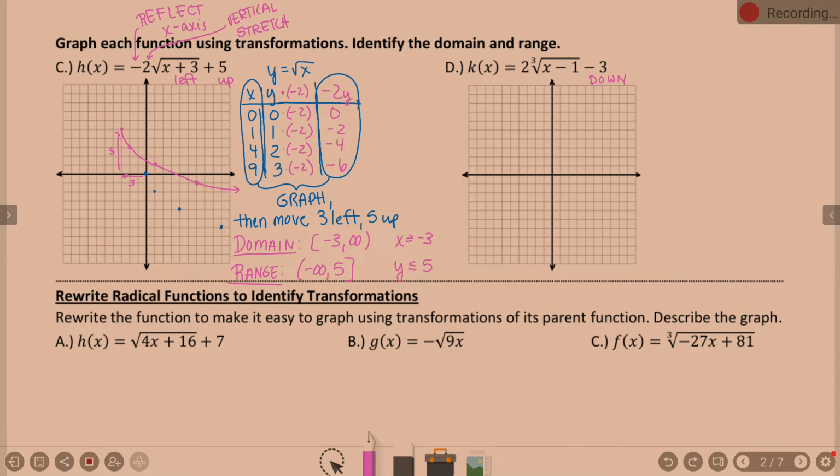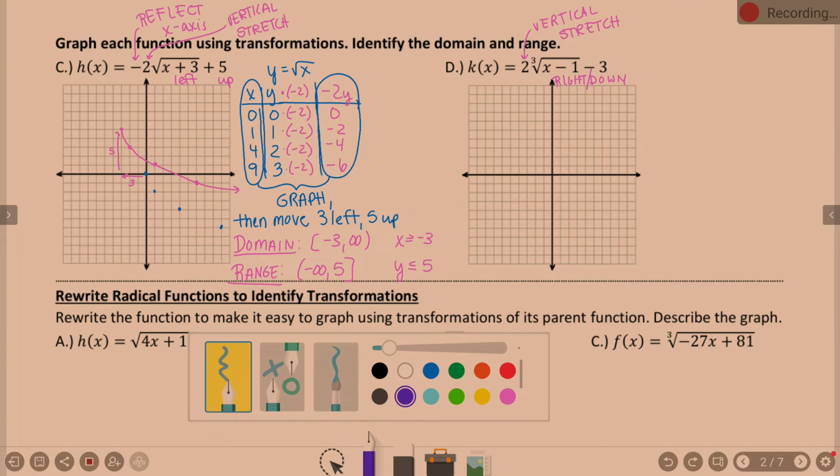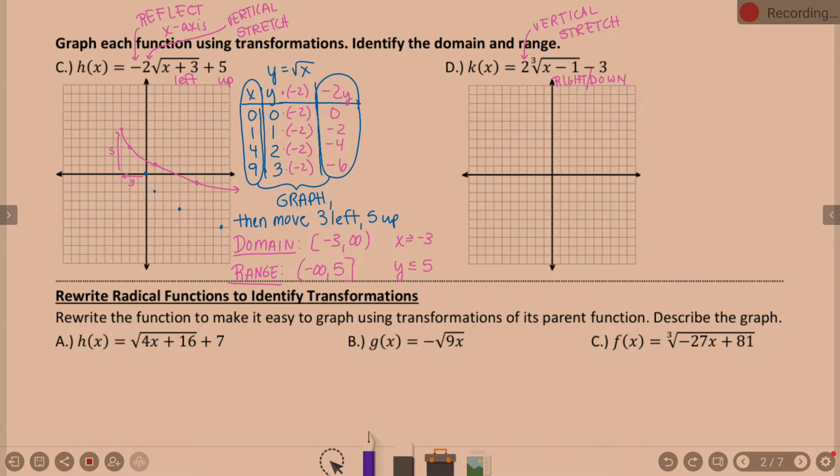Move to the right. Factor 2. Okay. This 2 out front, when it's a number multiplying out front, it is a vertical something or other. In this case, 2 is bigger than 1, so it is a vertical stretch. So we're going to practice how to do the vertical stretch again. And what else? This minus 1 under the radical is a right one. Okay. So with that in mind, my recommendation is that we grab our cube root chart of values.